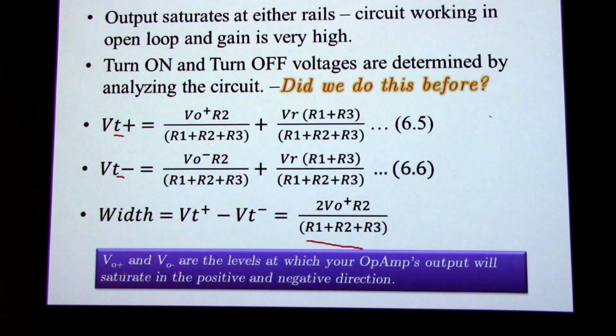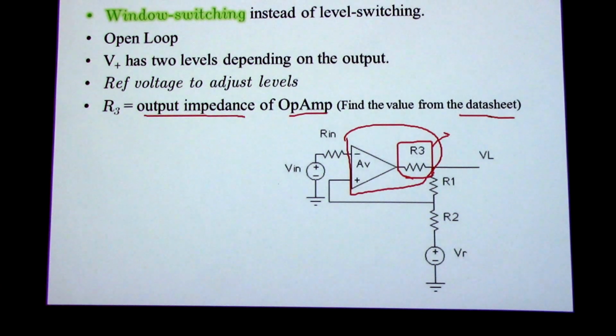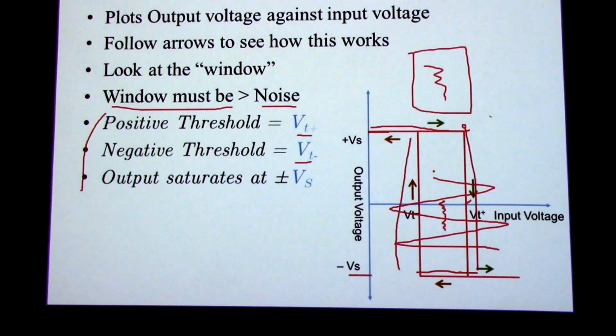V0 plus and V0 minus are the levels at which your op-amp's output will saturate in the positive and negative direction. That means this term and this term actually define when you will be switching. So that means V0 plus and V0 minus is here.